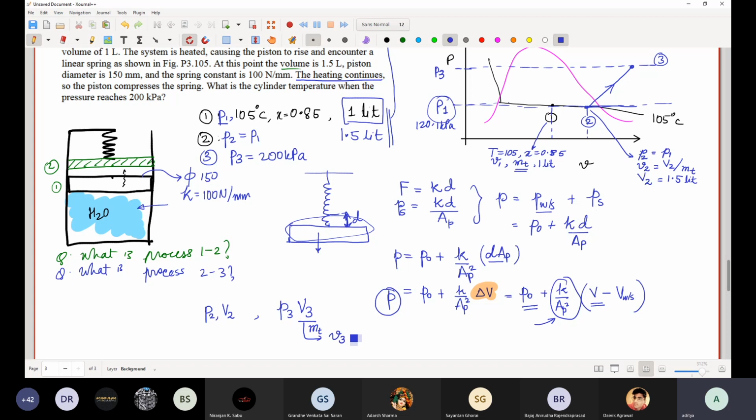At point 3, we would know P3, total volume, specific volume. So we would also completely know what the state point is. Basically, we would know P3 and specific volume at 3. And now once we know what P3 and V3 will be, we can use these properties to find out what the temperature at point 3 will be. Any doubt in how we will go about the problem?